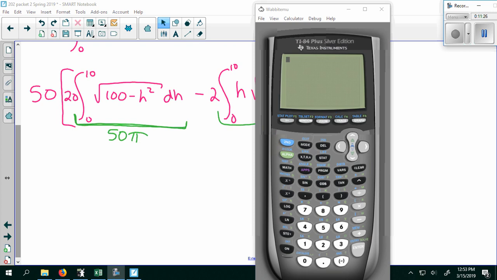Does this green integral from 0 to 10 of radical 100 minus h squared dh, does that equal 50 pi? So I'm just going to have my calculator check for me. So I'm going to go math 9, 0 to 10, square root of 100 minus x squared dx.